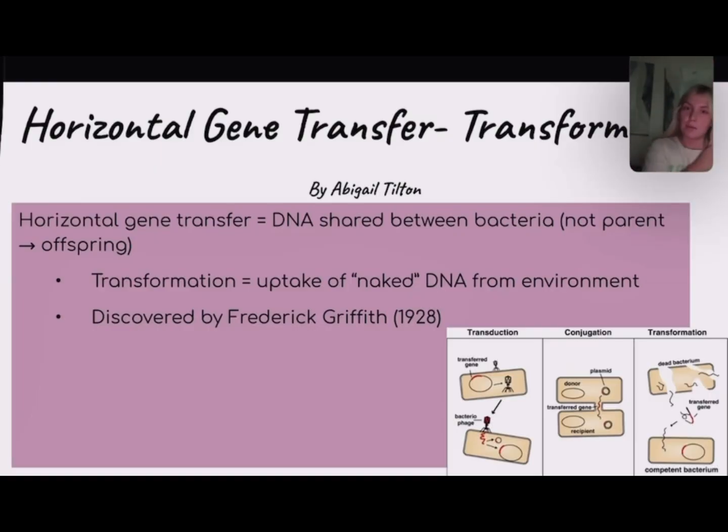All right, my name's Abigail Tilton, and I'm doing horizontal gene transfer, specifically transformation. So, horizontal gene transfer is how bacteria share DNA with each other outside of normal reproduction. One way this happens is called transformation, which is when a bacterial cell dies and picks up loose DNA from its environment. This process was first discovered in 1928 by Frederick Griffith when he noticed harmless bacteria became harmful after picking up DNA from dead bacteria.